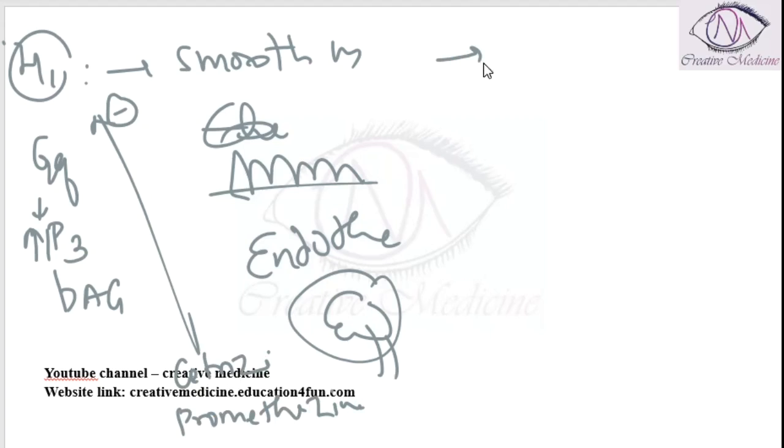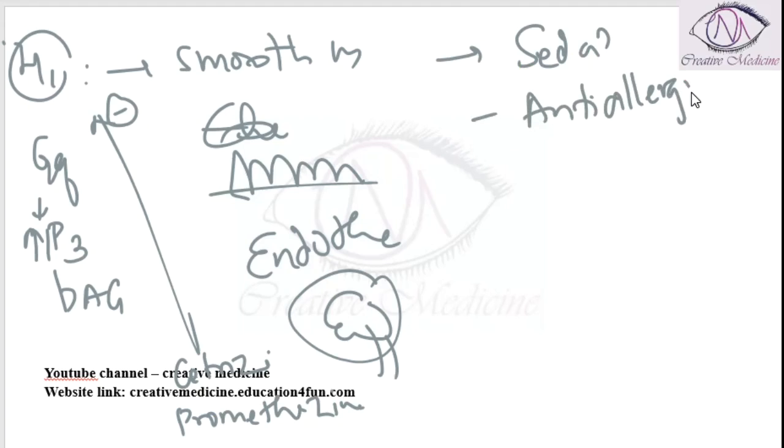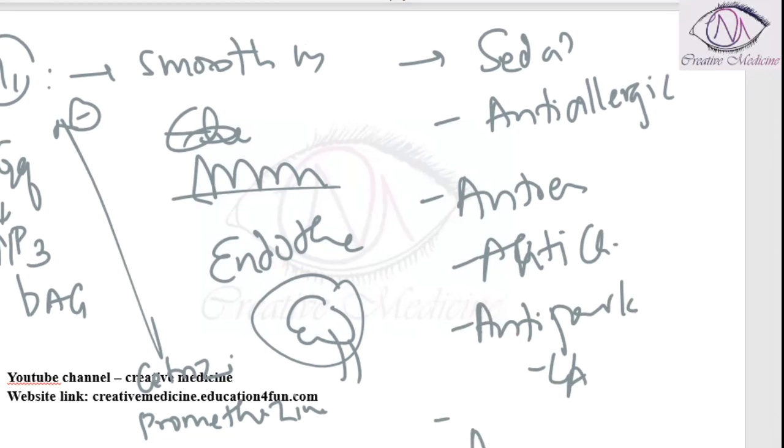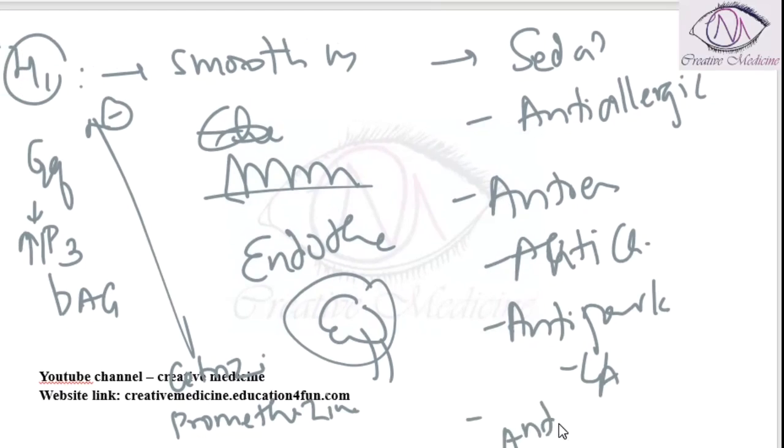Then the uses of H1 antagonists: they are responsible for sedation, they are anti-allergic, anti-emetic, anticholinergic, they have anti-Parkinsonism symptoms, and they have local anesthetic action. Anti-adrenergic action is present, anti-serotonergic action and anti-vertigo action is present with H1.